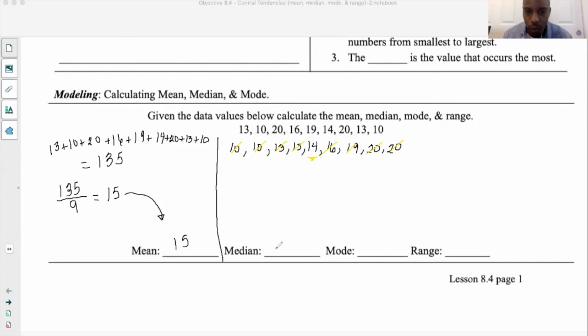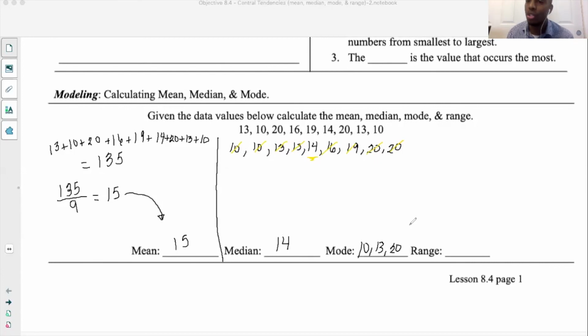Okay, so 14. All right, what is the mode? What number occurs the most? Now, as you can look at the data, you see that there's 2 10s, right? You'll see that there's 2 13s, and there's 2 20s. So all these numbers occur the same amount. So I'm going to write all 3 of them for the mode: 10, 13, and 20. All 3 of them are considered the mode because they all occur the most.